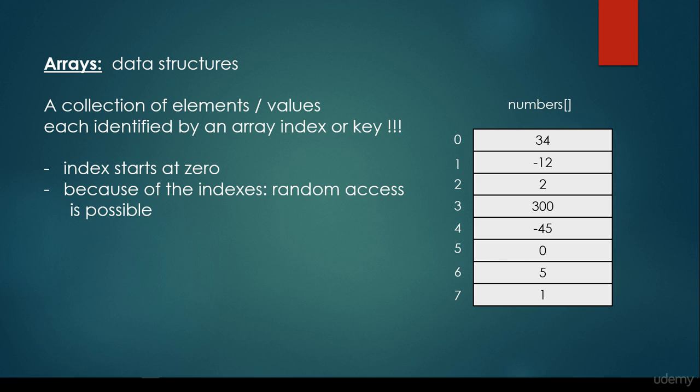What does random access mean? That we are able to access all the elements of the array. So we would like to get the item from the numbers array where the index or the key is equal to 4. We can do it without any problem, and minus 45 is going to be returned as the value in the array with this index or with this key.